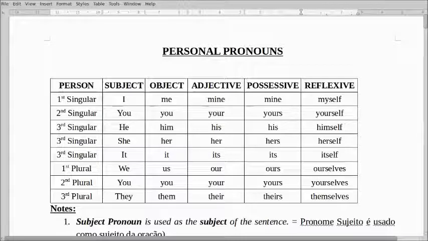So, when you use the personal pronoun as a subject, in the first person in the singular we use I, the second you, the third he, she, it, and the first person in the plural we, the second you, and the third they.